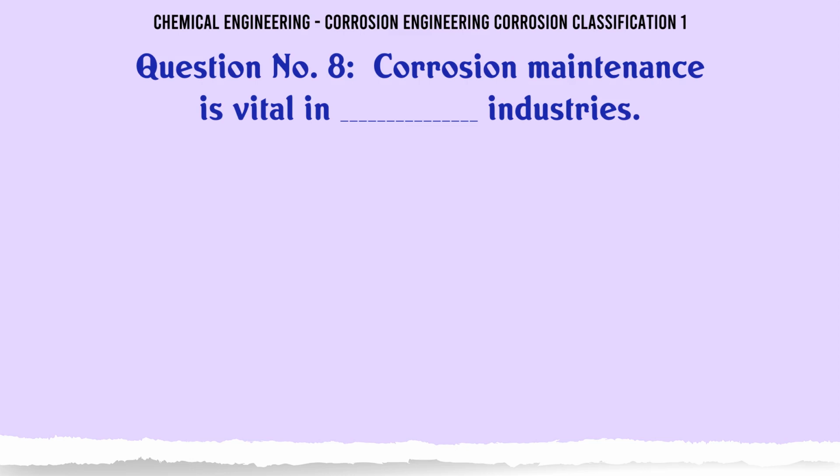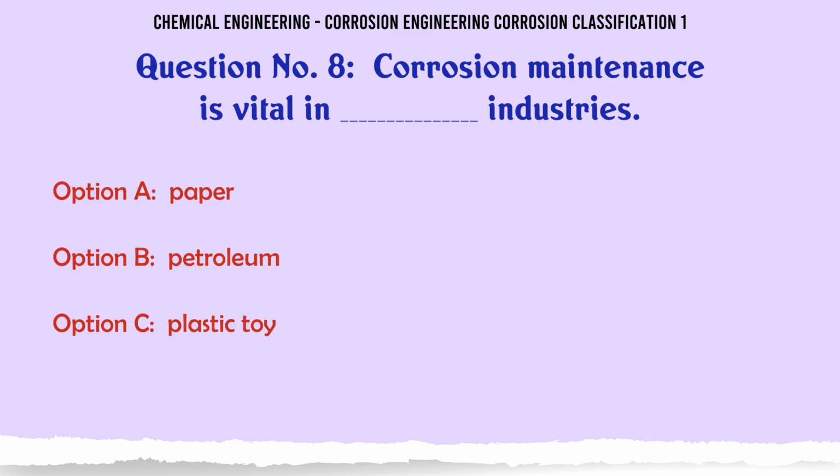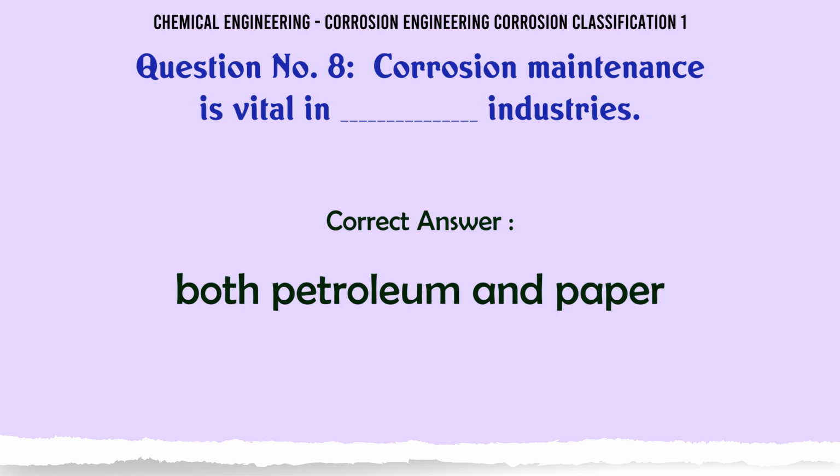Corrosion maintenance is vital in which industries? A. Paper. B. Petroleum. C. Plastic toy. D. Both petroleum and paper. The correct answer is both petroleum and paper.